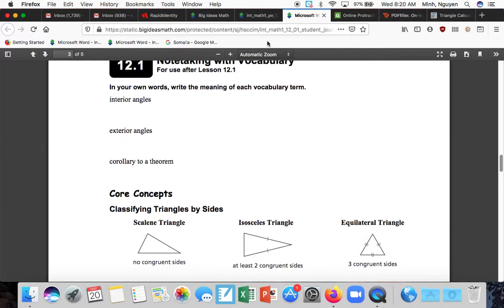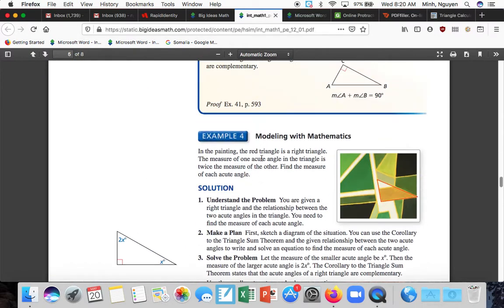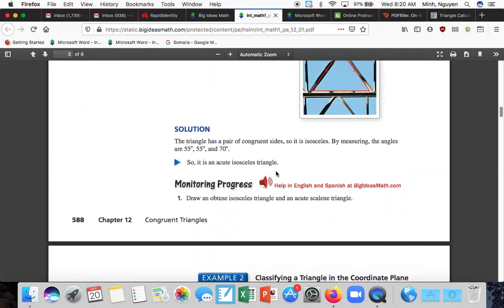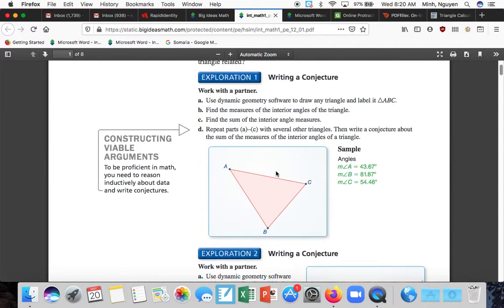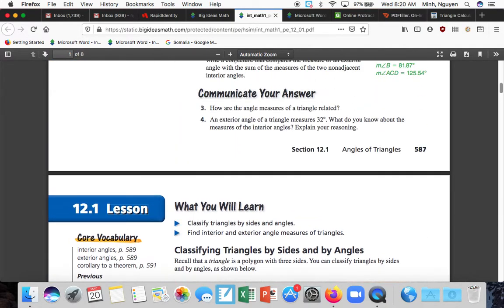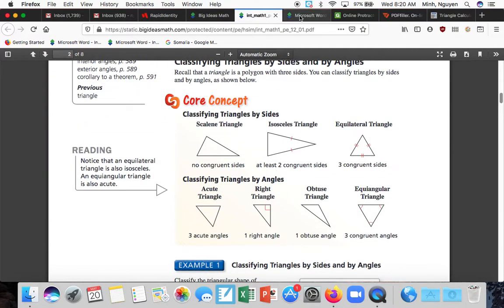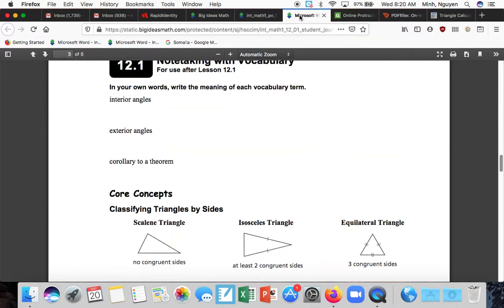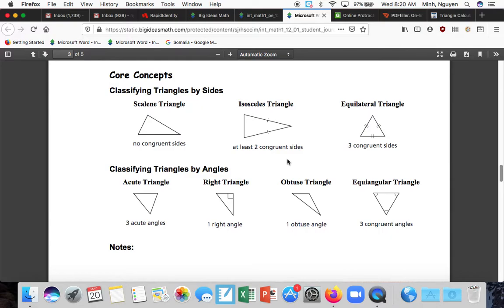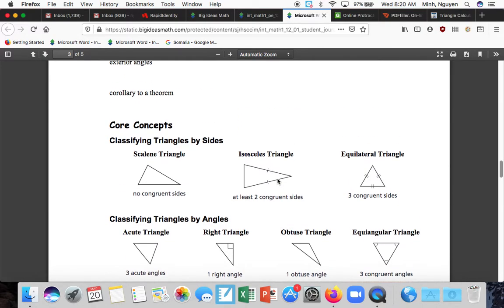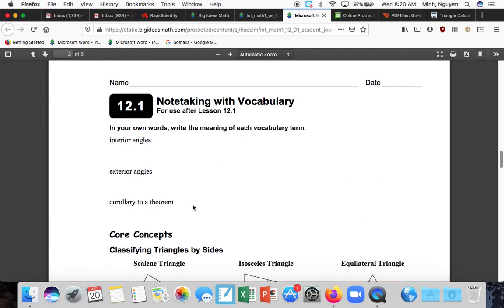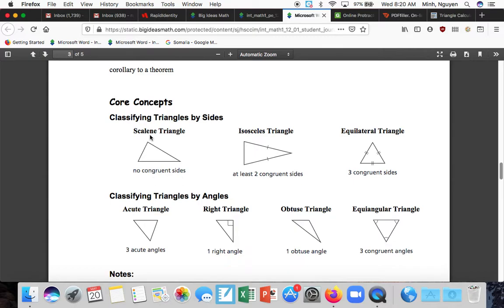Let's do some vocab. Okay, yeah, I guess we'll do this first. This is a pretty large amount of vocab, and even though it's not right here, you should still write them down.